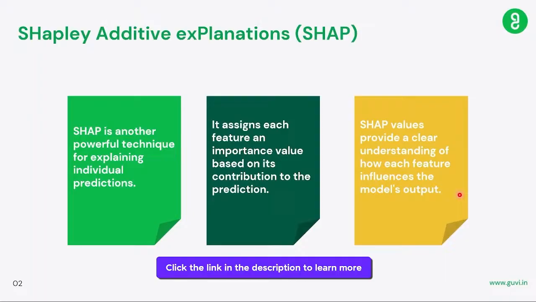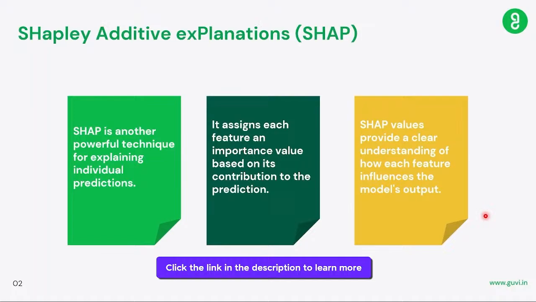One of the key strengths of SHAP is its ability to assign each feature an importance value based on its contribution to the prediction. Unlike some other techniques, SHAP considers all possible combinations of features, providing a more holistic view of feature importances. By considering the interactions between the features and their impact on predictions, SHAP offers deeper insights into the underlying relationships within the data. This level of granularity enables stakeholders to make more informed decisions and gain a better understanding of how the model arrives at its predictions.